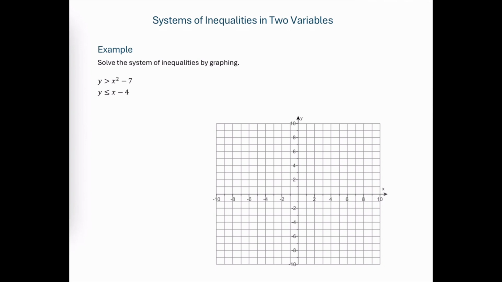A system of inequalities in two variables means that we have two or more inequalities that need to be solved at the same time. In order to do that, we'll graph each one of them individually and then find out where their solution regions overlap.